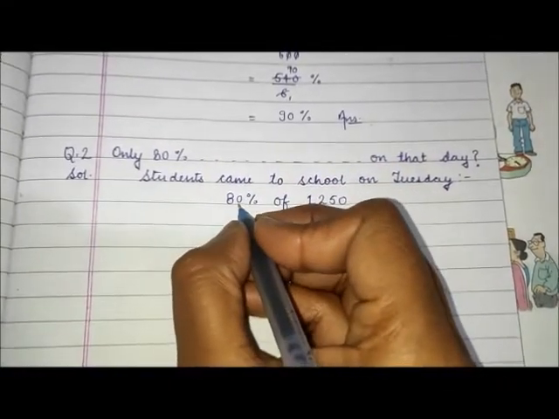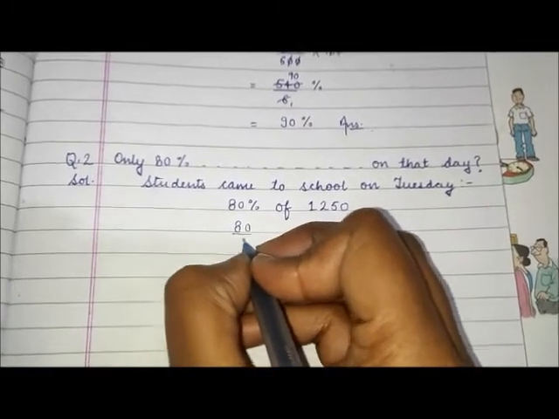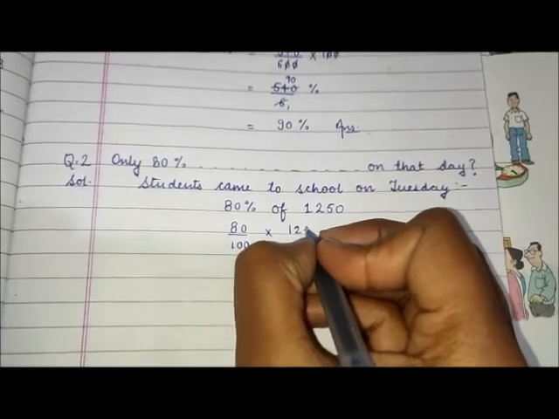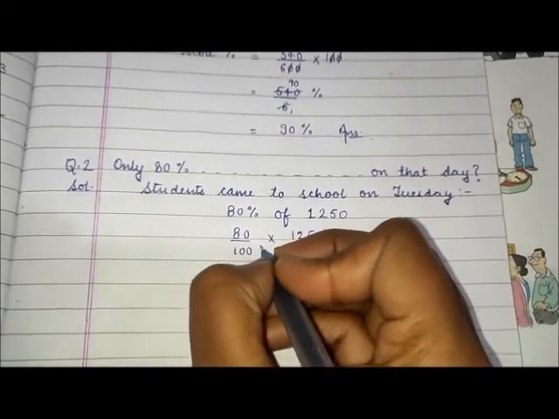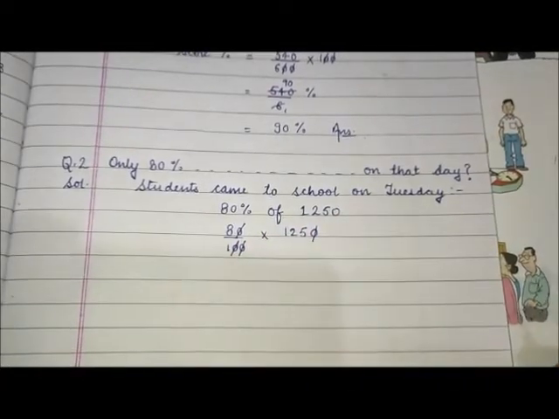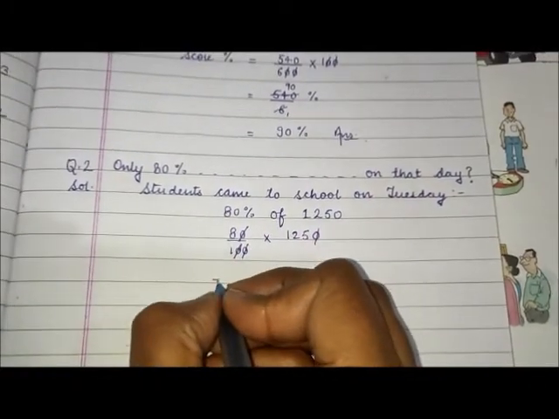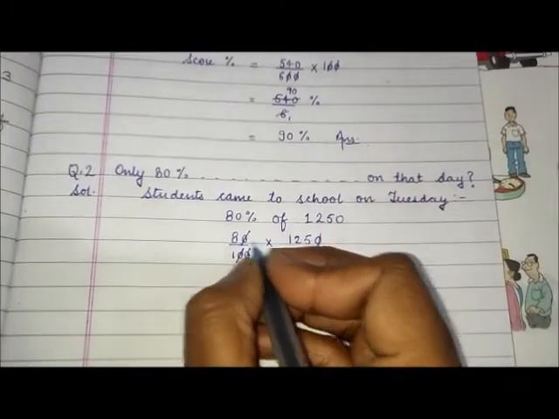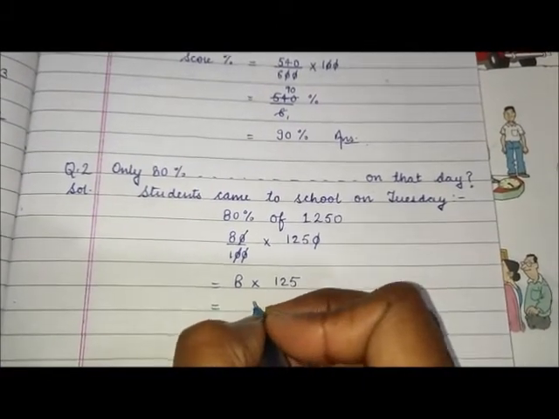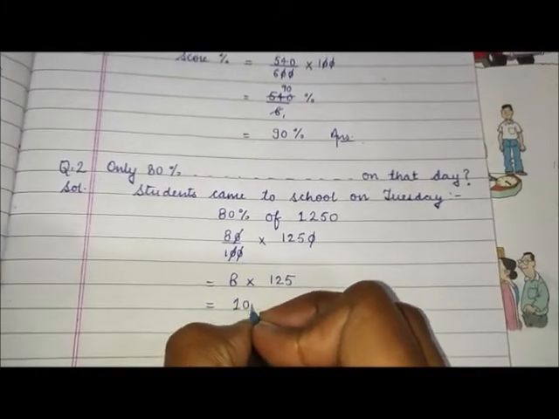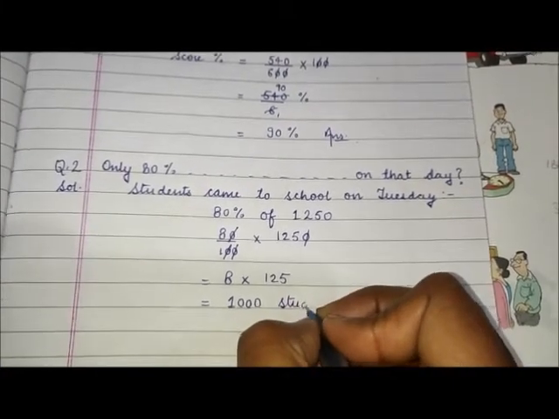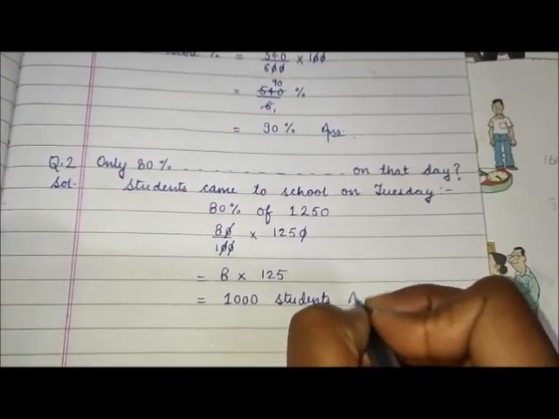So this will be, see, 80% can be written as 80 by 100. This of means multiply, and then 1250. So this 0 and this 0 can be cancelled out, and this 0 will also be cancelled out. So basically we are going to multiply this 8 with this 125. So 8 into 125 will be 1000. So 1000 students came to school on Tuesday, and this is the answer.